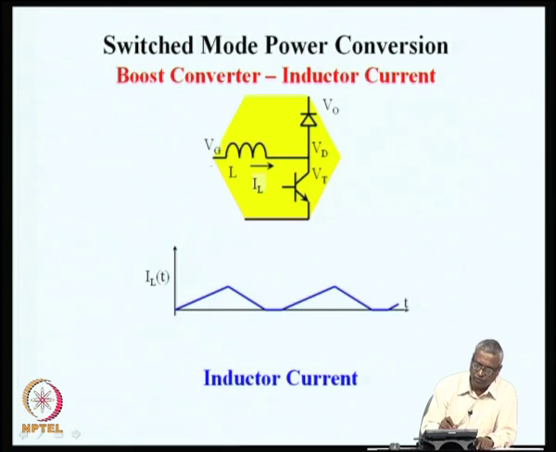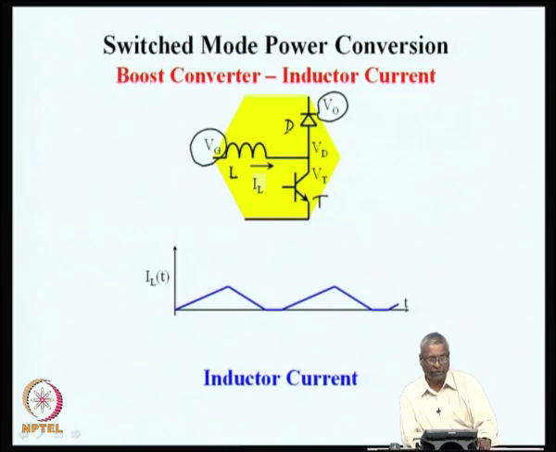What you see is the boost converter, which converts the source voltage Vg to a load voltage V naught through an inductor L, an active switch transistor T or S, and a passive switch, which is a diode. The features are very similar.